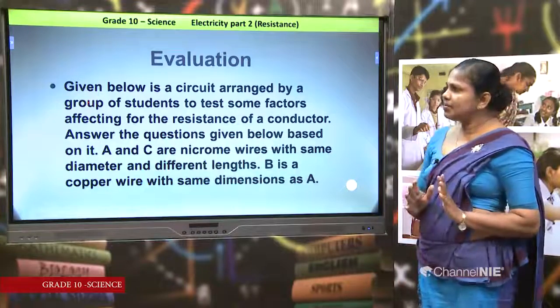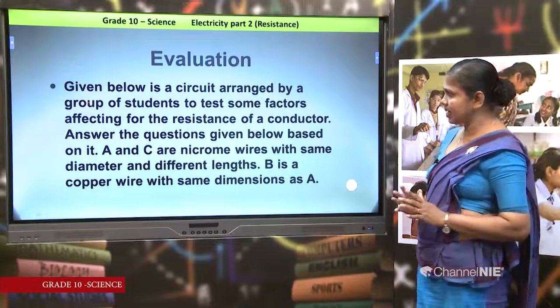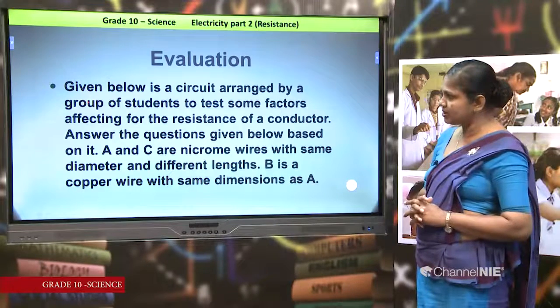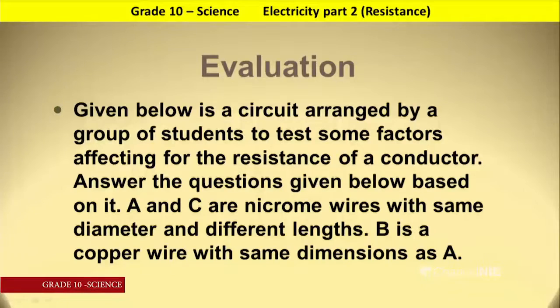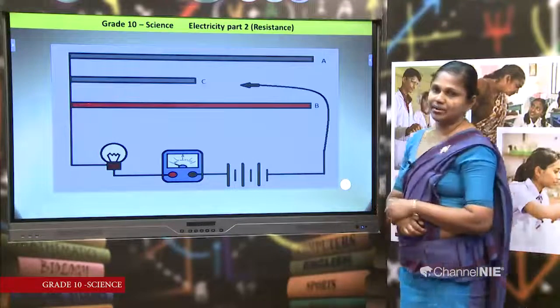Here, given below is a circuit arranged by a group of students to test some factors affecting the resistance of a conductor. Answer the questions given below based on it. A and C are nichrome wires with the same diameter and different lengths. B is a copper wire with the same dimensions as A.